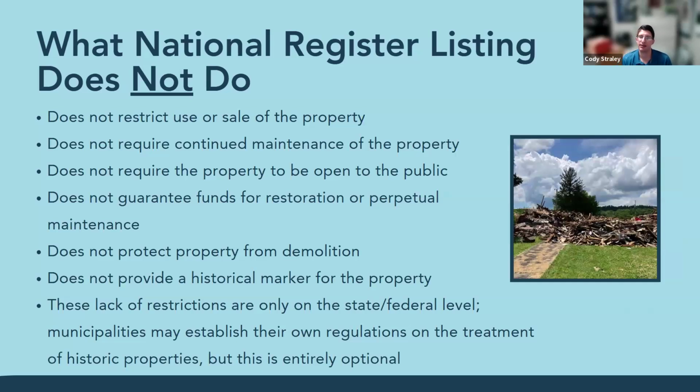What listing does not do. Contrary to popular belief, there aren't any state or federal restrictions on what one can and can't do with a property once it's on the National Register. It doesn't restrict a person's use or sale of the property. It doesn't require that you maintain the property in a certain way. It doesn't require you to have it open to the public for viewing or tours.